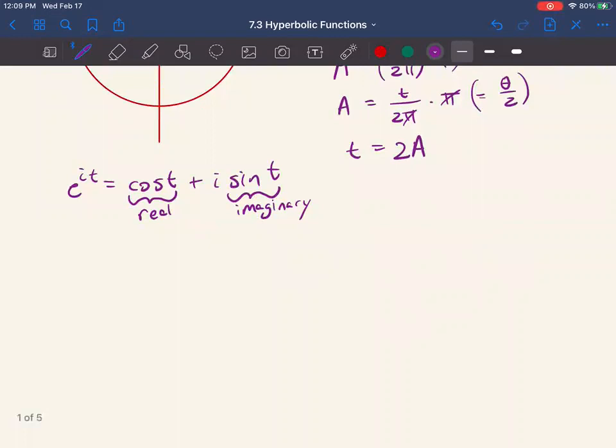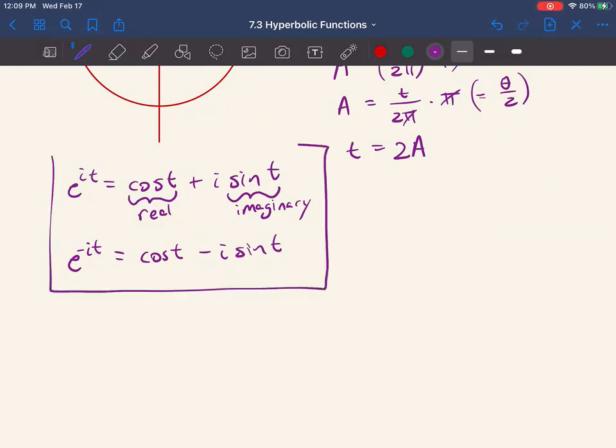We can also do the complex conjugate of this. e to the negative i t is going to equal cosine of t minus i sine t. So that's a nice little complex conjugate. You just make all your i's into negative i's. All right, and these are two pretty important things. We can combine these together.